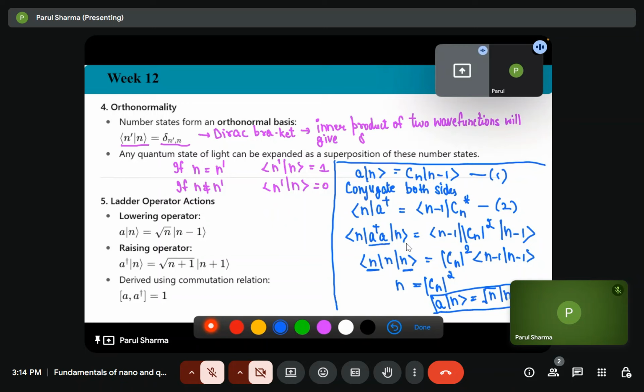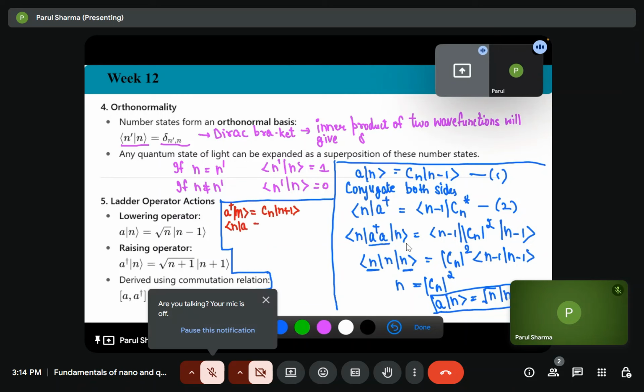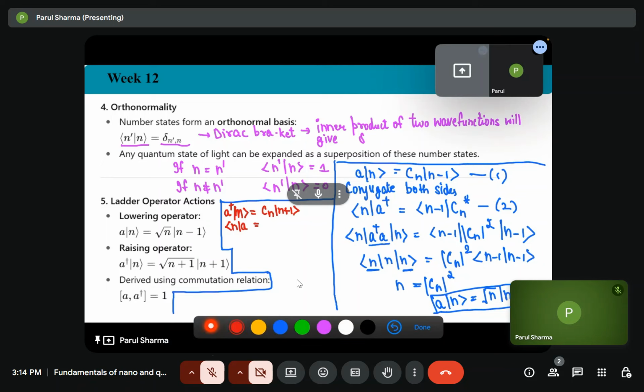So we will follow the same process like A dagger Cn plus 1. We will follow the same process. A dagger |n> is equal to Cn plus 1 |n+1>, where Cn star is the conjugate.